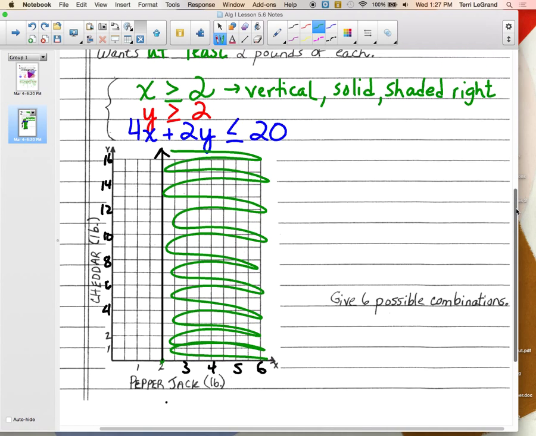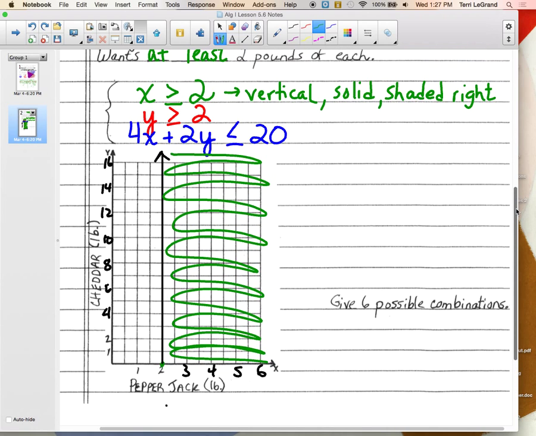And now we'll move to the next one, which is y is greater than or equal to 2. What kind of line is that? Horizontal line, okay. So this one's horizontal. And should it be dashed or solid? Solid. Can we shade above or below a horizontal line? Yes. Should we shade above or below? Above.